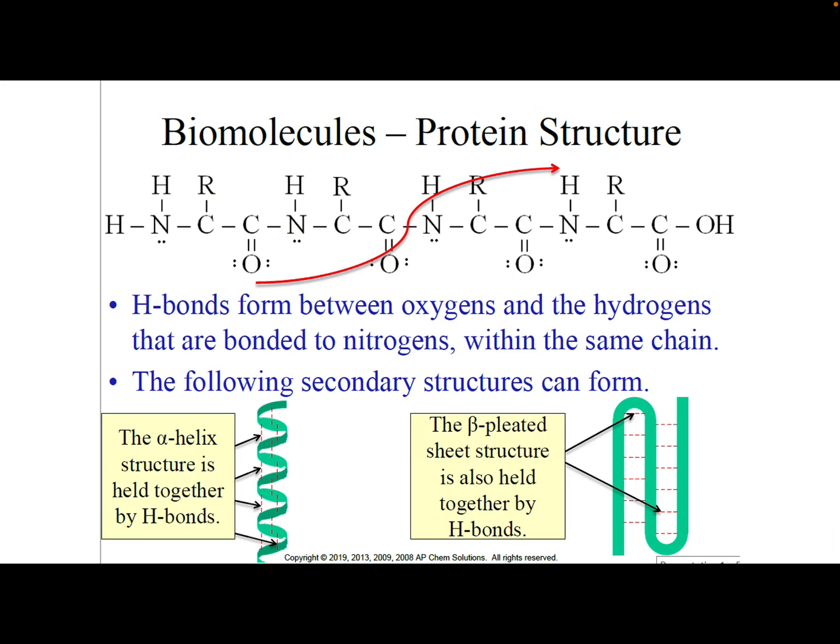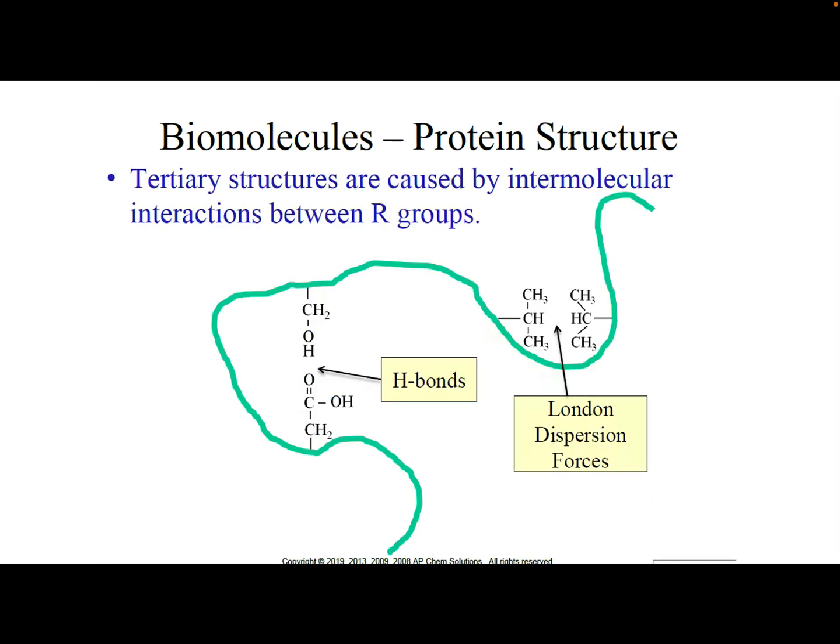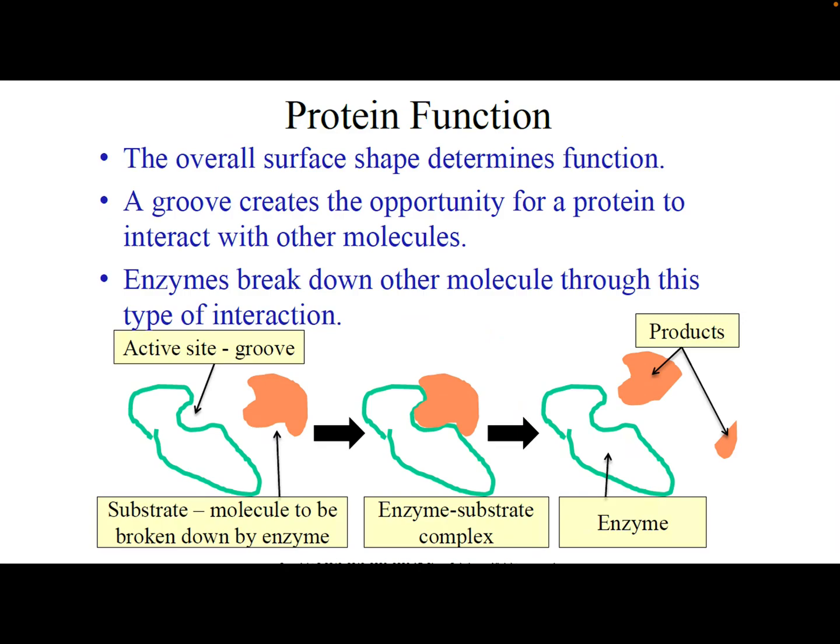So hydrogen bonds form between the oxygens and hydrogens that are bonded to nitrogens. And so we get a secondary structure of a protein. Tertiary structures then are going to be caused by intermolecular interactions. So if we heat a protein, we'll actually disrupt that tertiary structure.